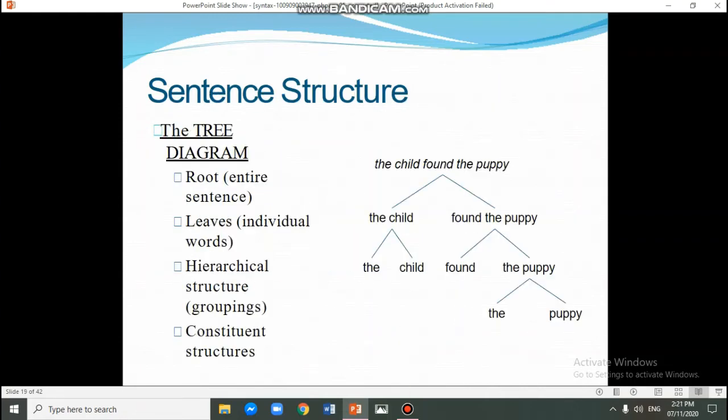And next is the sentence structure. We actually term this as the tree diagram. So the tree diagram is composed of the root, leaves, hierarchical structure, and the constituent structures. The root comprises the entire sentence. The leaves are the individual words. The hierarchical structures are the groupings, and the constituent structures follow. So if you can see, this is the tree diagram. You'll come to understand this better as you progress with the discussion. So this is the root, the leaves, the hierarchical structure, and the constituents.